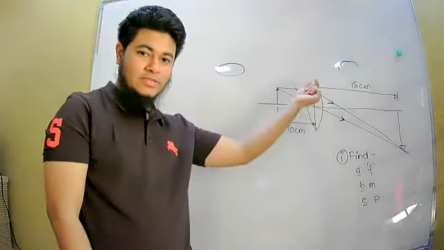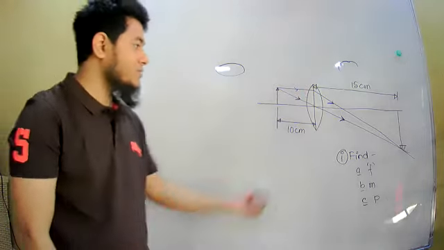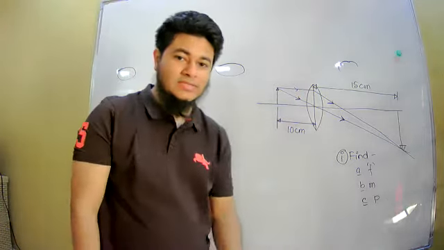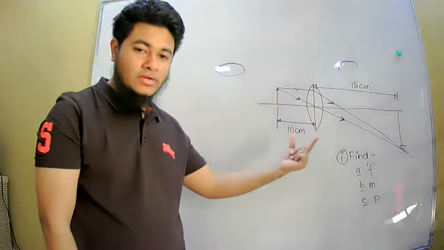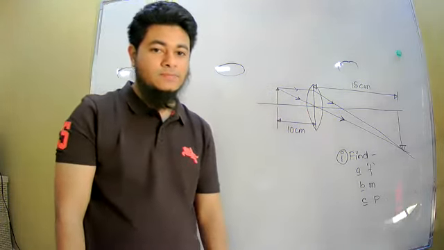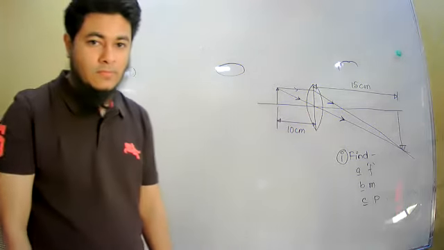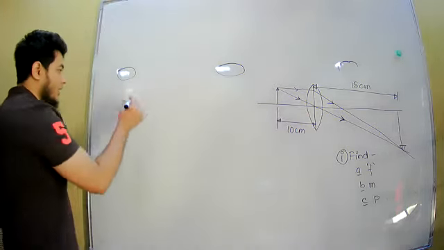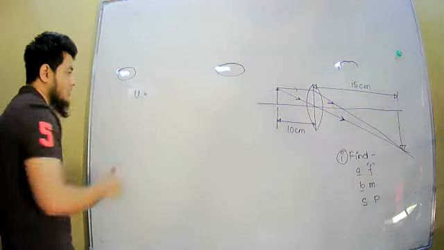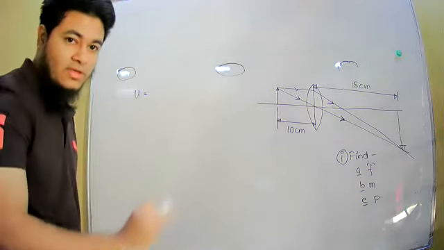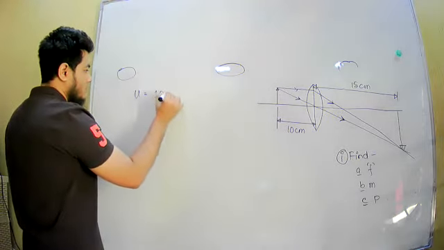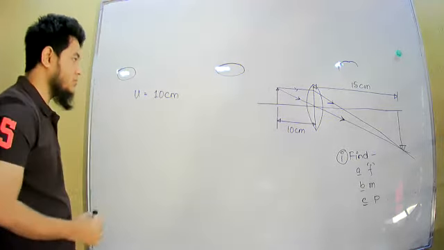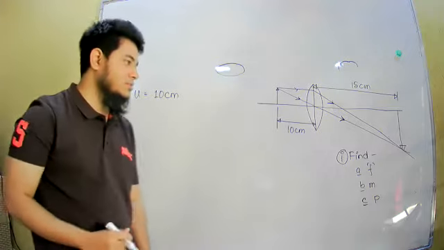Okay, so this is a convex lens, and you can see that in front of that lens, an object has been kept. At what distance is the object kept? 10 centimeter. And we always consider the distance of the object, for your level at least, positive because it is kept in front of the lens and it is a real object. So u is equal to plus 10 centimeter.